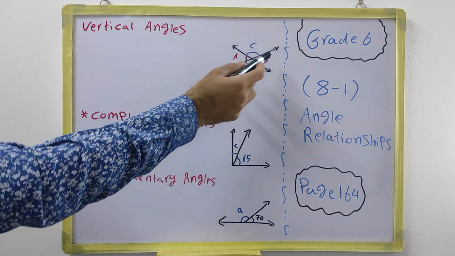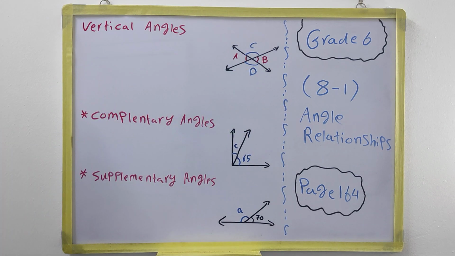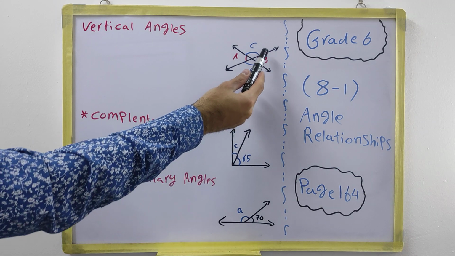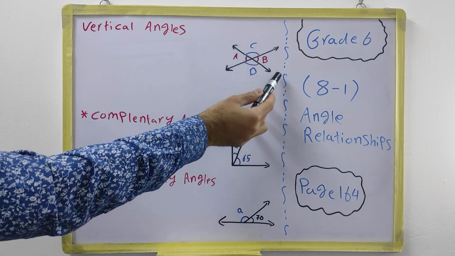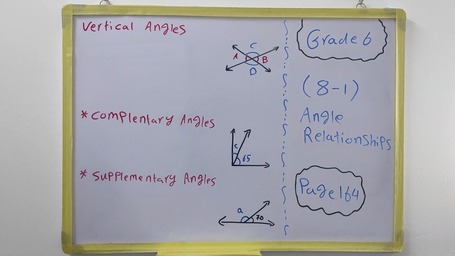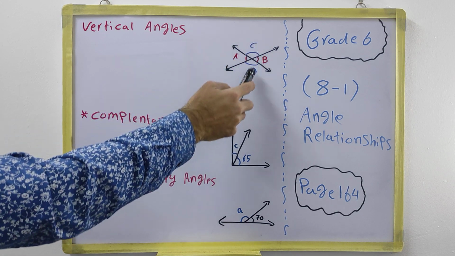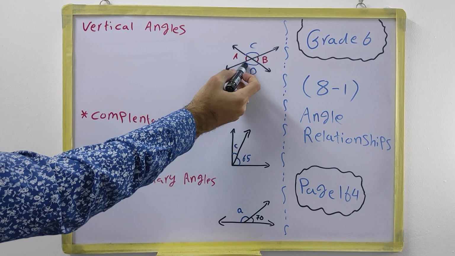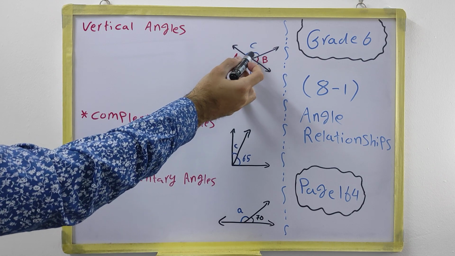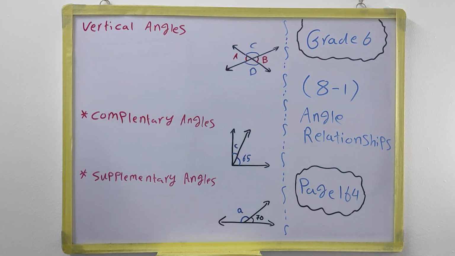Vertical angles: whenever we have two lines that cross each other, that intersect each other, like these two black lines, they will make four angles, A, B, C, D. By vertical angles, we mean those angles which are opposite to each other.